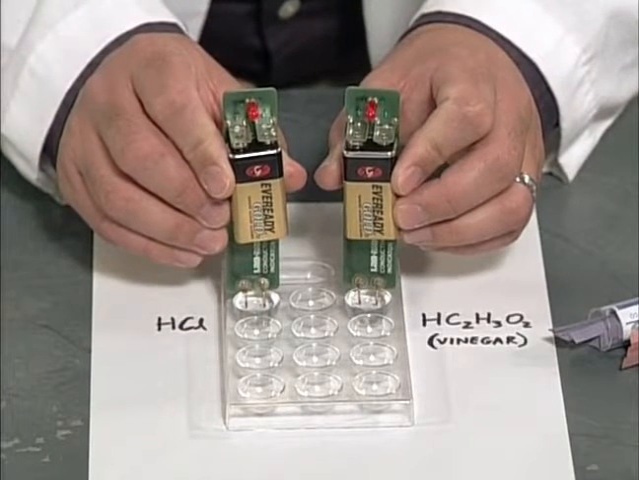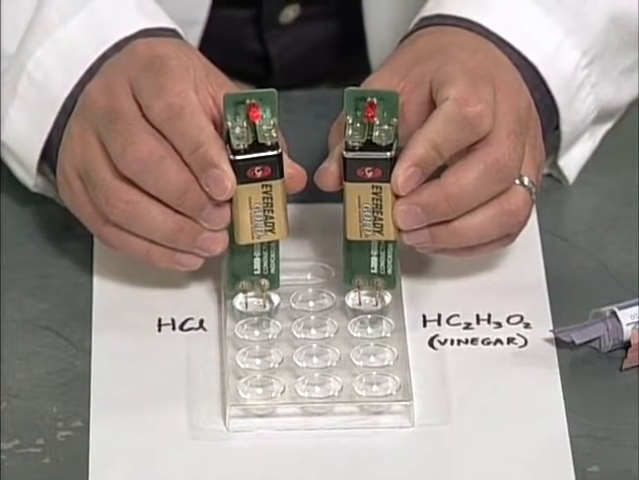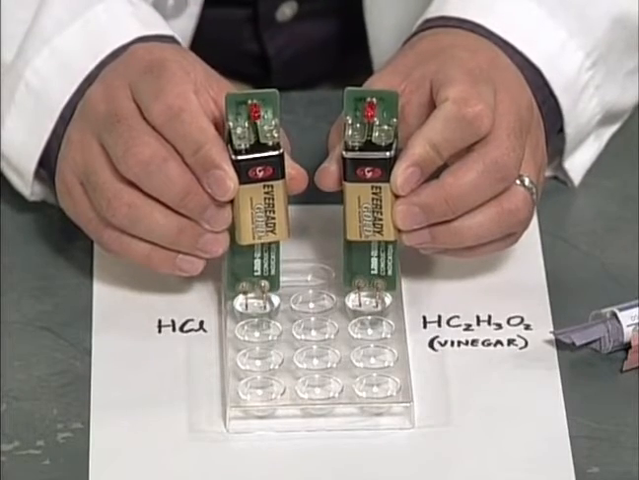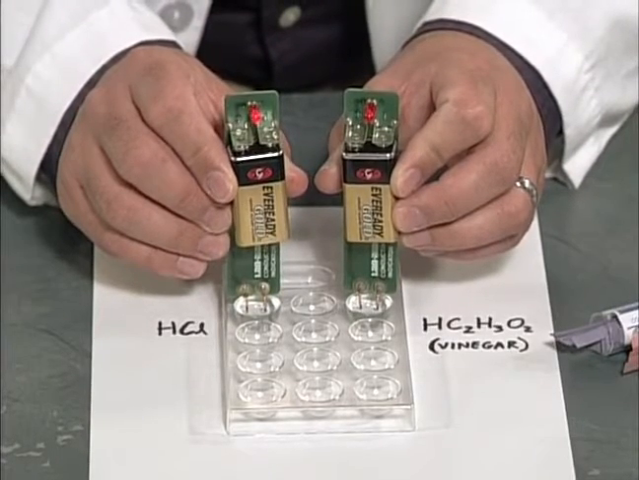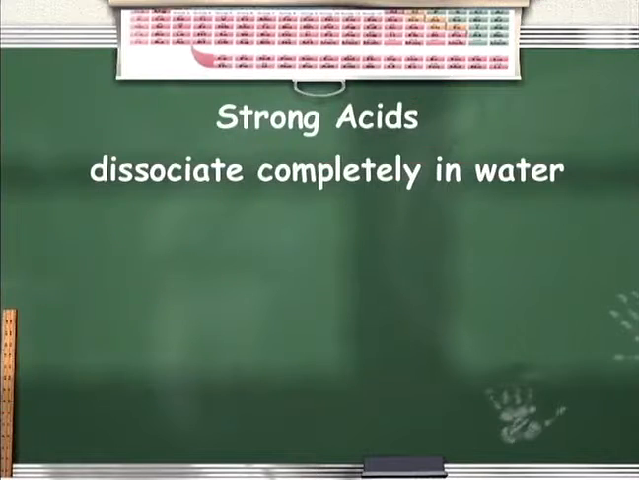Notice how much brighter the bulb lights up when it is placed in the strong acid. It even blinks. A strong acid dissociates completely in water. One example of a strong acid is hydrochloric acid, HCl. When HCl is in an aqueous solution, all of the hydrogen ions will separate from the chloride ions. And all of these ions conduct a current well.